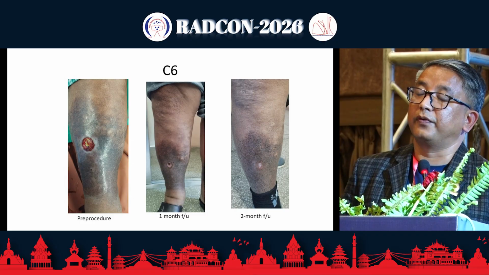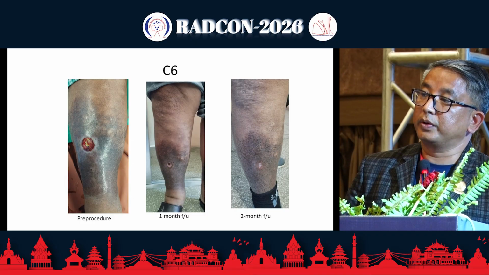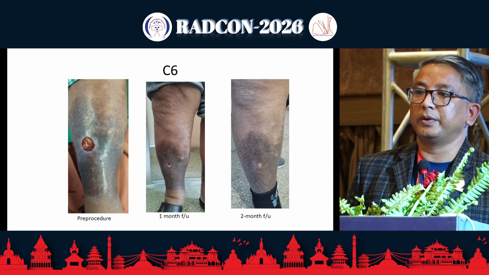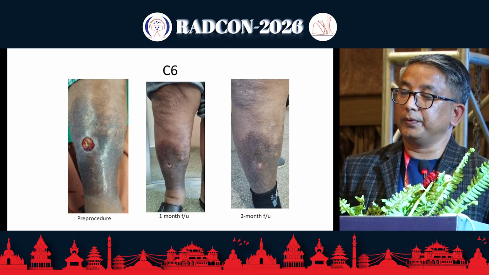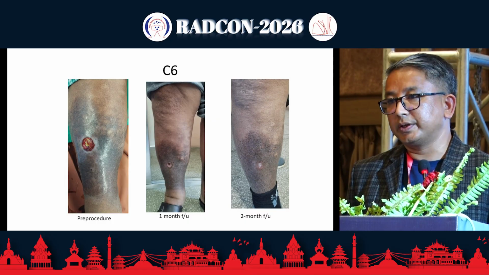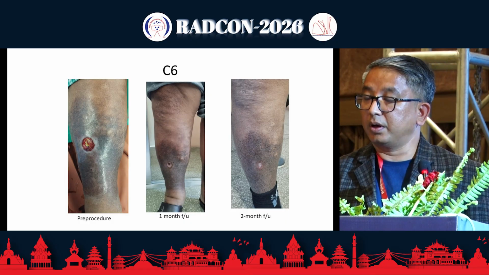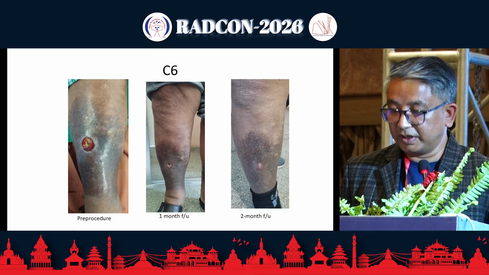And in case of a venous ulcer, believe me, you can find an incompetent perforator around the ulcer site. If you manage that incompetent perforator with sclerosing agent or thermal ablation, the ulcer will be healed. It's like magic.